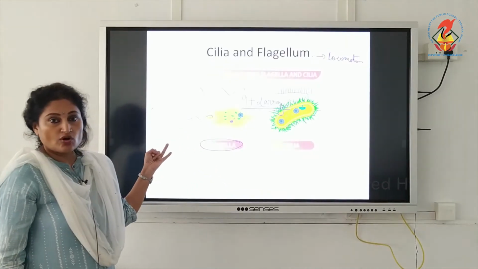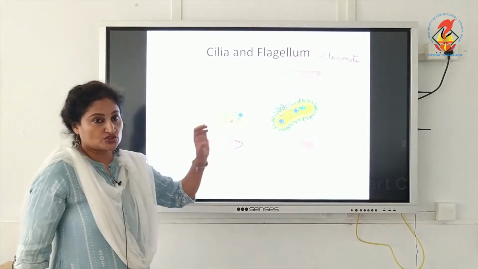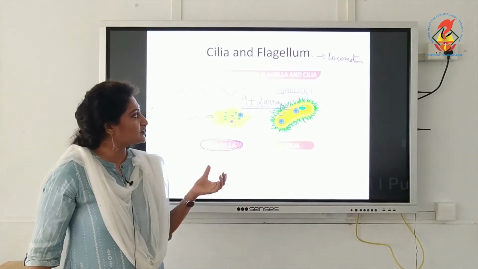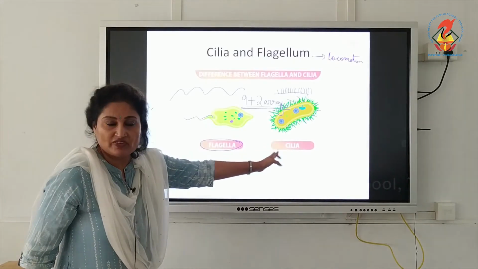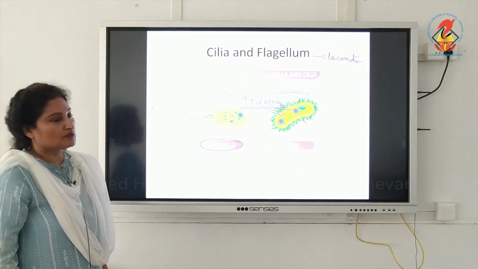Then flagellum is long and thread-like, whereas cilia are short, hair-like structures. Flagellum moves in a whip-like motion, whereas cilia move in an oar-like fashion. These are the three differences between cilia and flagellum.